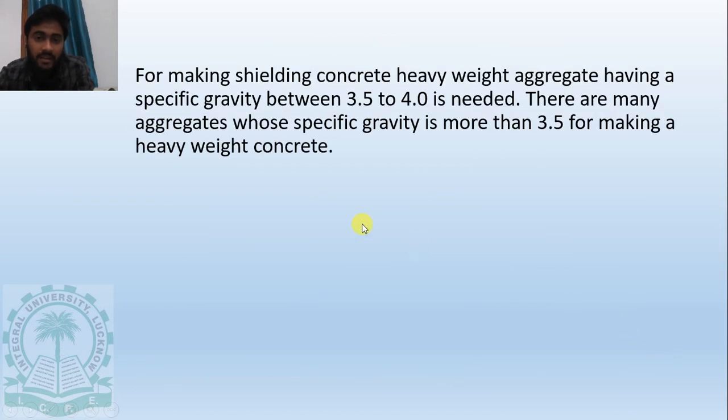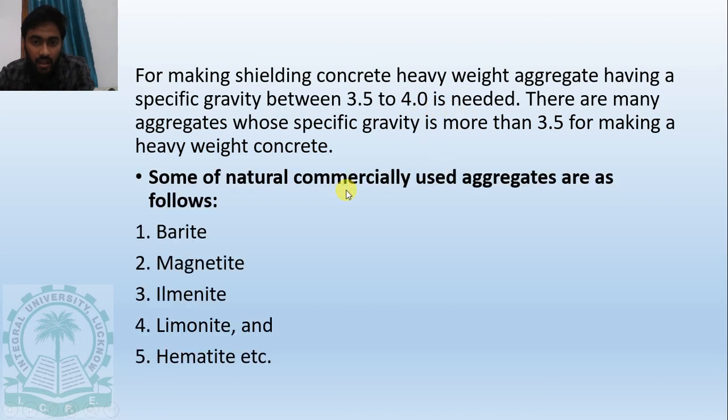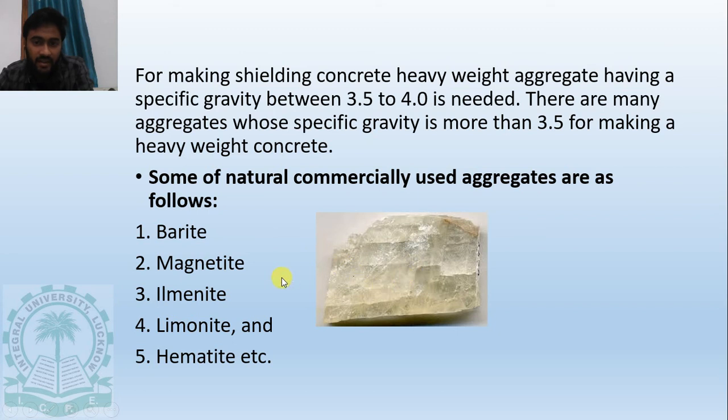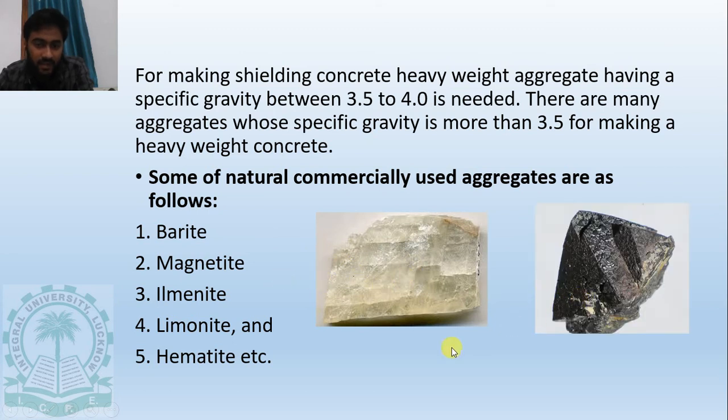So to make shielding concrete, heavy weight aggregates are used, which have specific gravity between 3.5 to 4.0. Okay, so some of the naturally available aggregates which have specific gravity in this range are barite. This is barite, magnetite. This is magnetite, and others also there. And even iron shots are used, and steel shots are used to manufacture high density concrete.